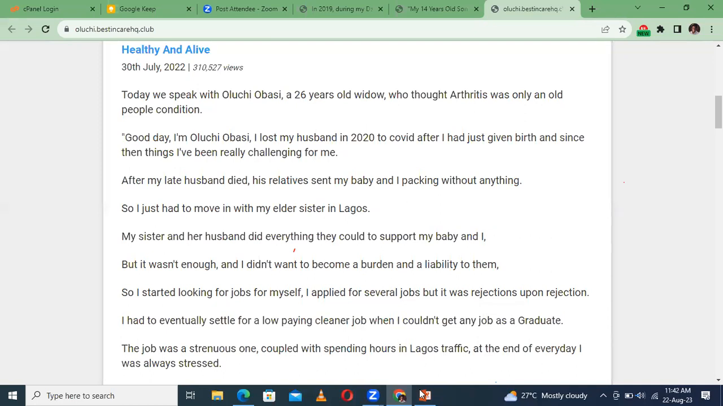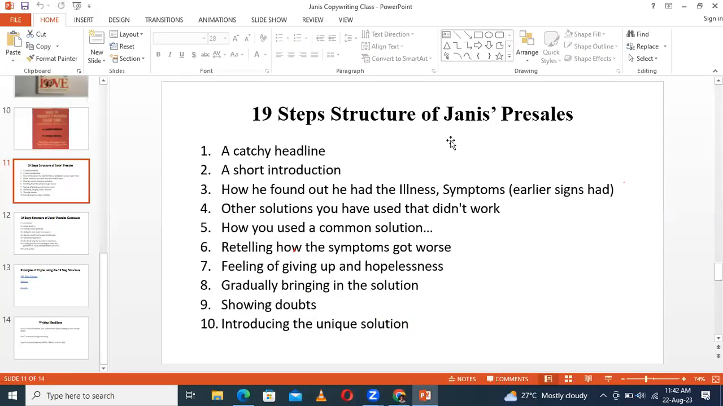So now you've learned how to identify your customer avatar, how to identify Janice's customer avatar by asking some questions, and how you can have those questions answered. And once you get those questions answered, how you can write your copy using the 19-step Janice pre-sale structure. You've learned those.